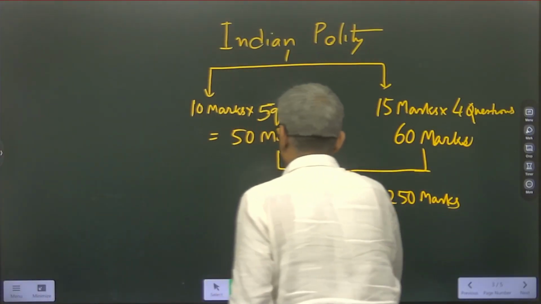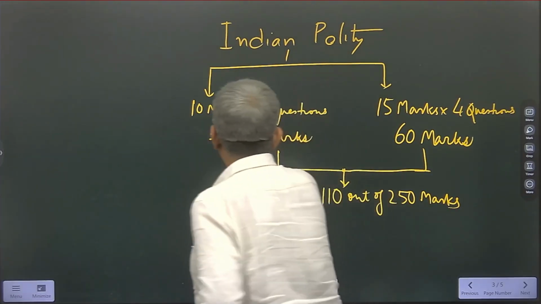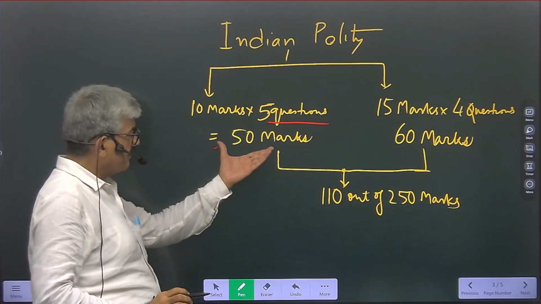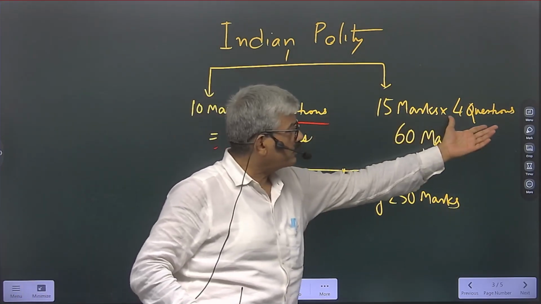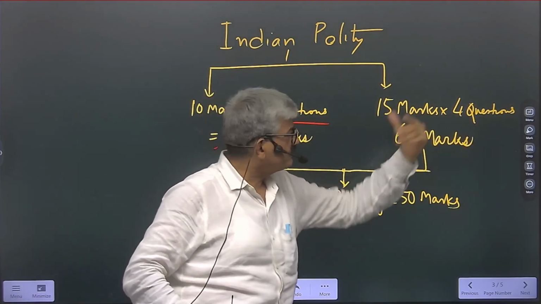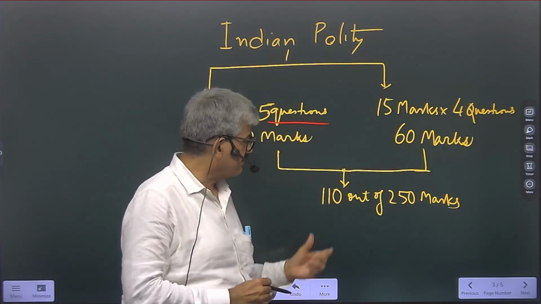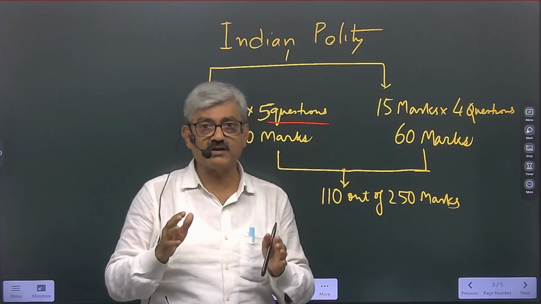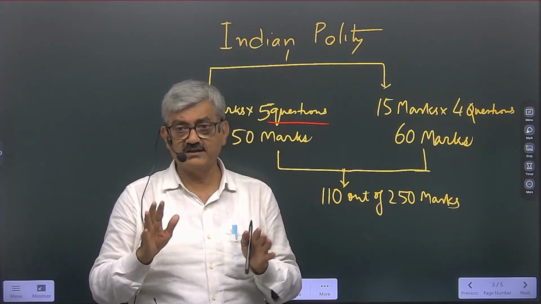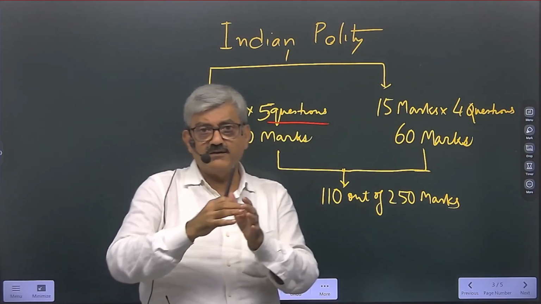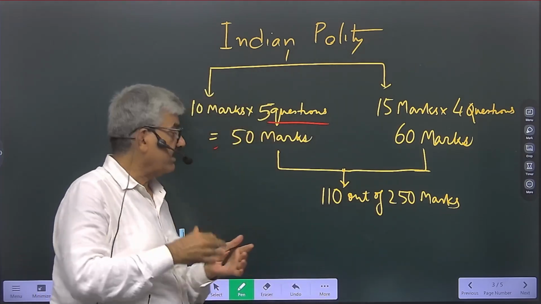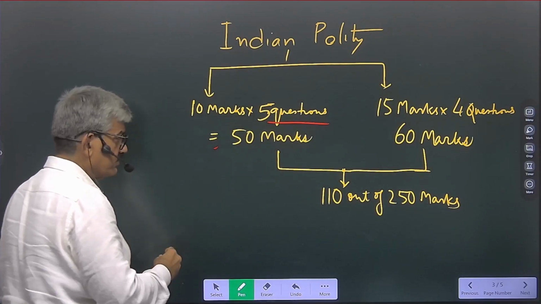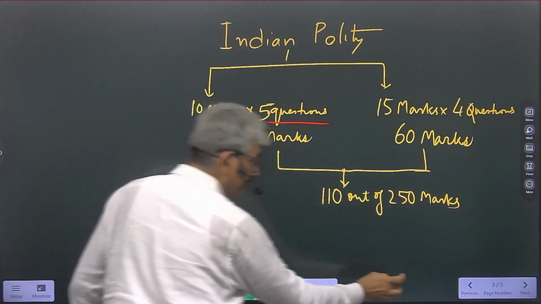In Indian polity, we find that there are 10 marks questions and 5 questions have been asked, a total of 50 marks, and 15 mark questions, 4 questions were asked, total 60 marks. Out of 250, we find that 110 marks were asked from Indian polity. So Indian polity within this GS paper 2 has almost 40% of the questions. Let's see.